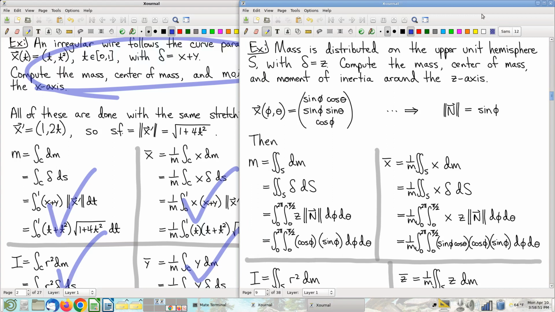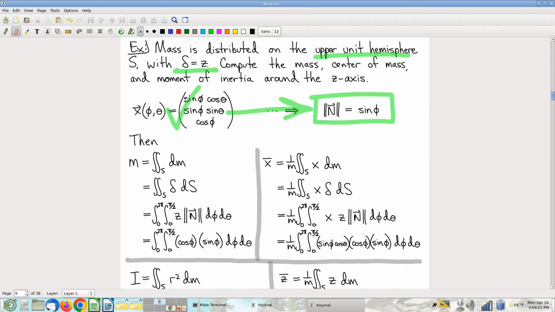I have mass distributed across a surface. Density given. I'm going to use a given parameterization. I mean, it's the upper unit hemisphere. Again, we know how to parameterize the unit sphere. And we can use the same calculation for all of these examples to get this stretching factor. And all of that applies to these several calculations we're going to do. So here we go.